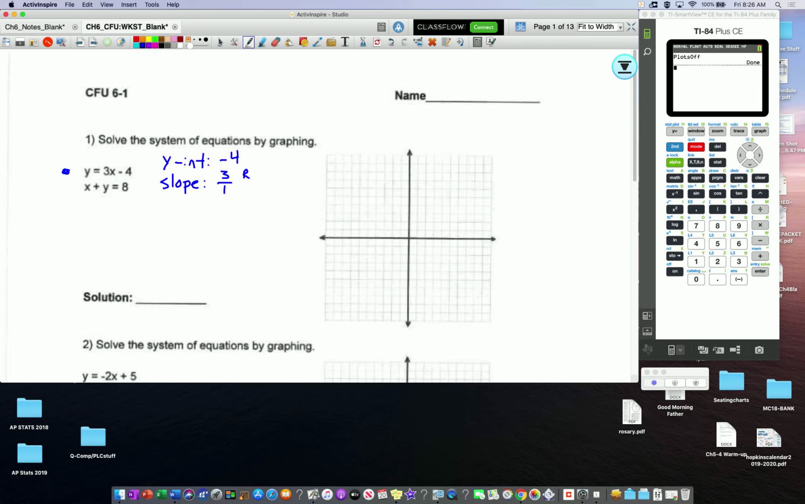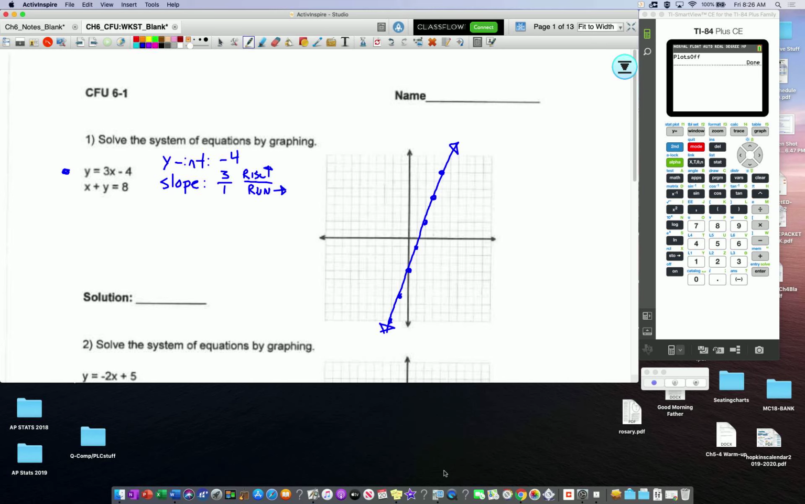That's my rise, so I'm going to go up 3 and run 1 to the right. But I have to start at my y-intercept of -4. So there I am. I go up 3 to the right 1, up 3 to the right 1, and continue that process. Or I could go down 3 to the left 1 just to get a couple more points. So I got a nice, beautiful line right there.